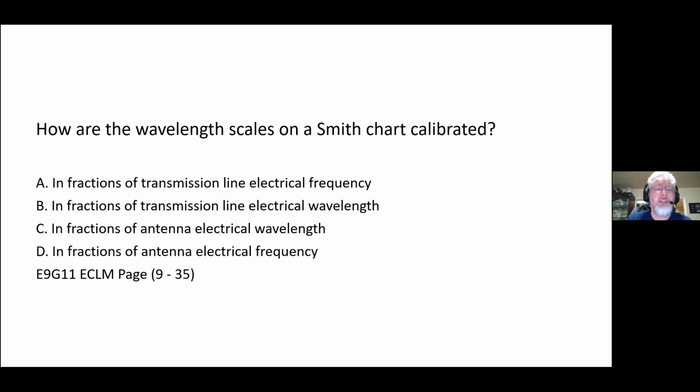How are the wavelength scales on a Smith chart calibrated? A, in fractions of transmission line electrical frequency. B, in fractions of transmission line's electrical wavelength. C, in fractions of the antenna electrical wavelength. D, in fractions of antenna electrical frequency. Bravo is correct. In fractions of transmission line electrical wavelengths.